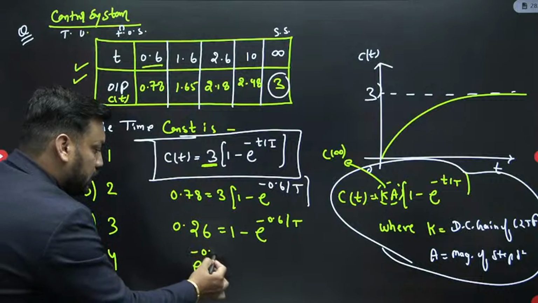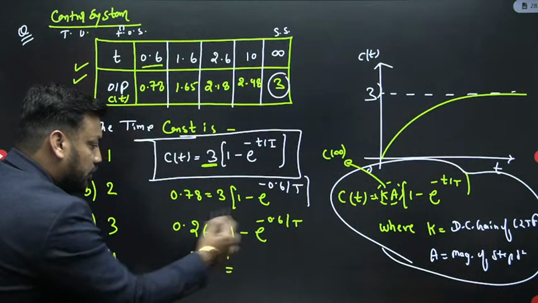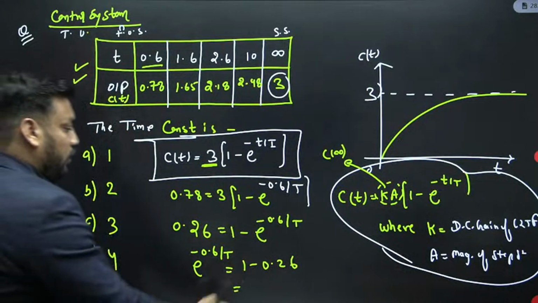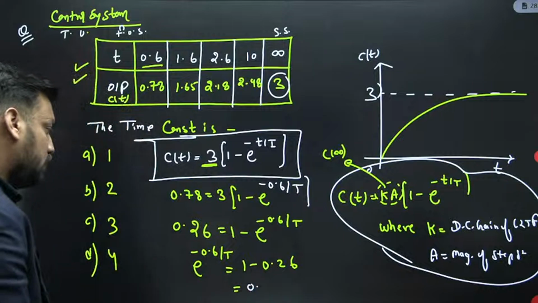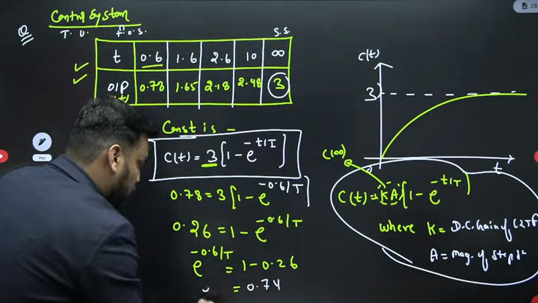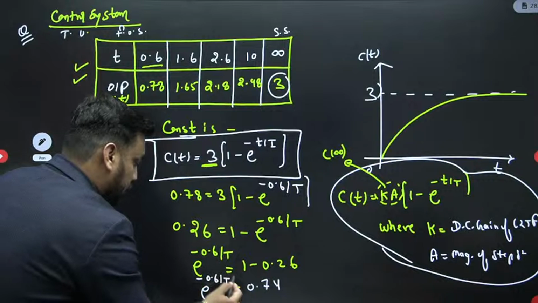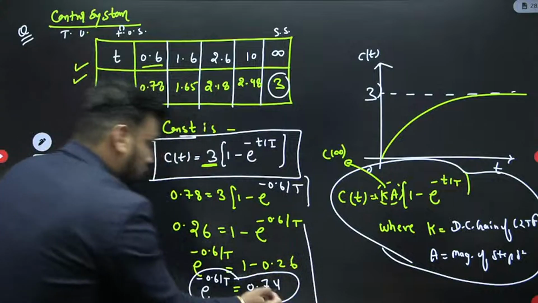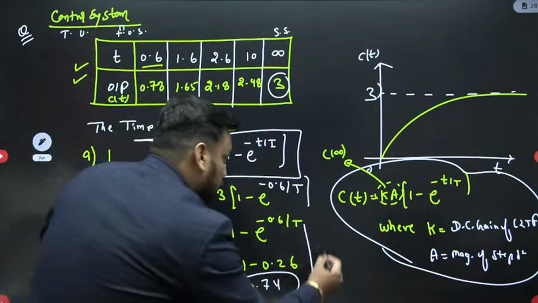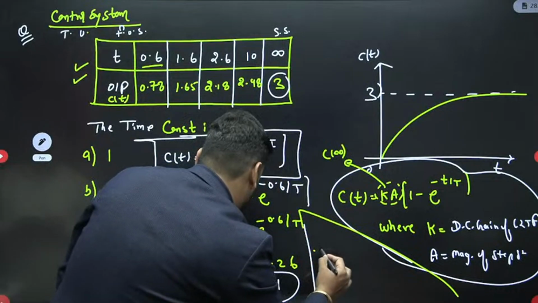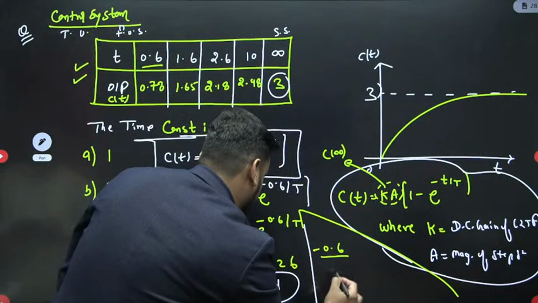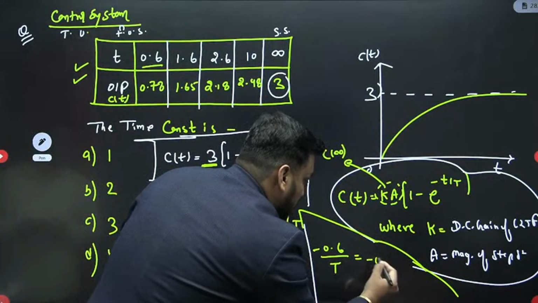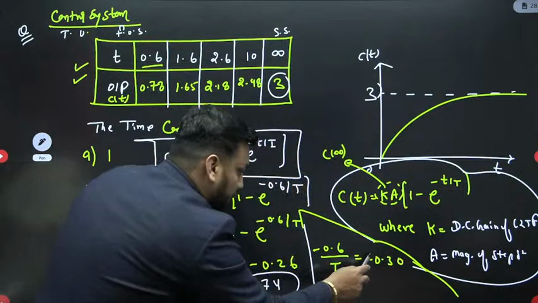So e to the power minus 0.6 upon T is equal to 1 minus 0.26. And that will give you what? 0.74 of course. And here is e to the power minus 0.6 upon capital T. Now you just need to take ln on both sides, and of course ln of 0.74 is negative only. So I am writing here minus 0.6 upon capital T is equal to what? Minus 0.30. Okay, so again minus minus gets cancelled, guys.